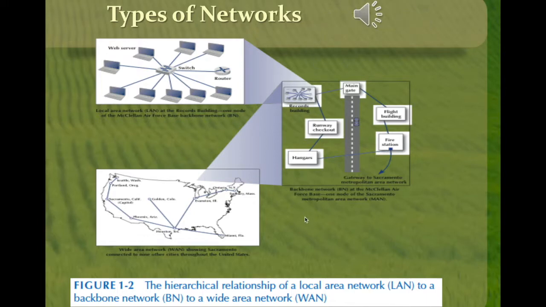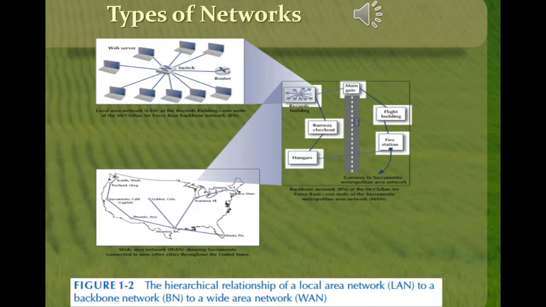This slide here provides an excellent example of concepts discussed in previous slides. In the upper left, we see a small LAN being used as the records building example at McClellan Air Force Base. With the router, this is tied into the backbone network at McClellan Air Force Base. Some of the nodes might include the main gate, the records building, the flight building, hangars, and so on. So from that, we can tie it to the wide area network, which is other various Air Force facilities in Washington, in Texas, in Massachusetts, and so on.